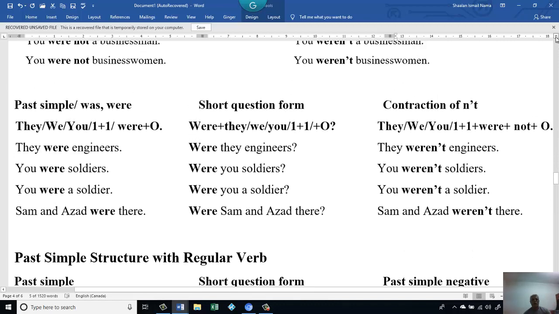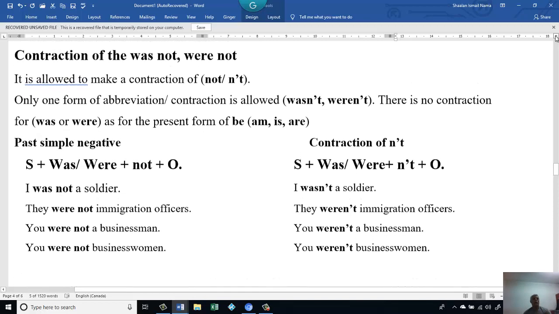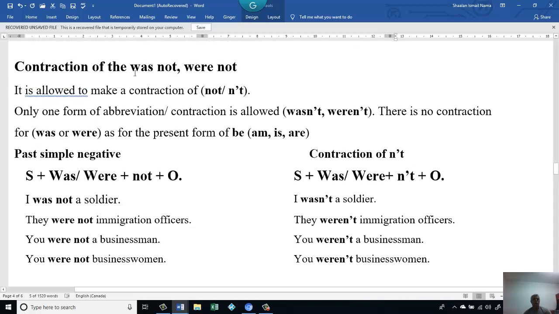For the contraction of was or were, we have only one kind of contraction. For example here, the contraction of was not or were not. It is allowed to make a contraction of not only, not was or were. It means here I cannot just take some W, A, and then just say S, not. Anyway, it means we have only one solution to make a contraction, only for the not. Then there is no contraction for was or were.